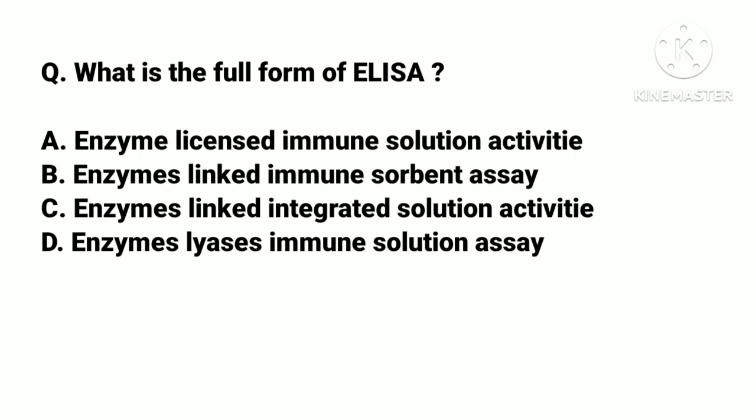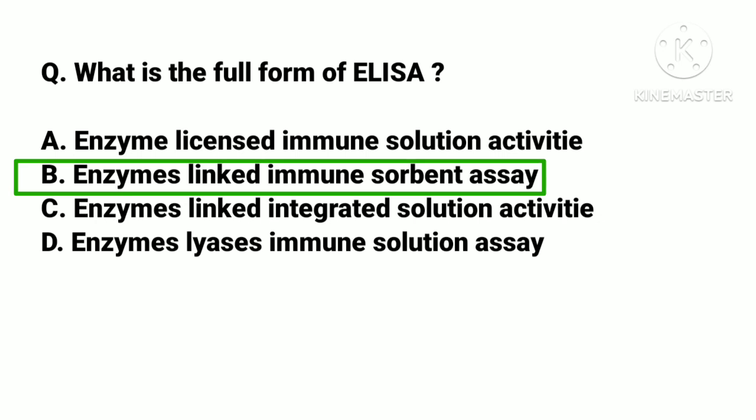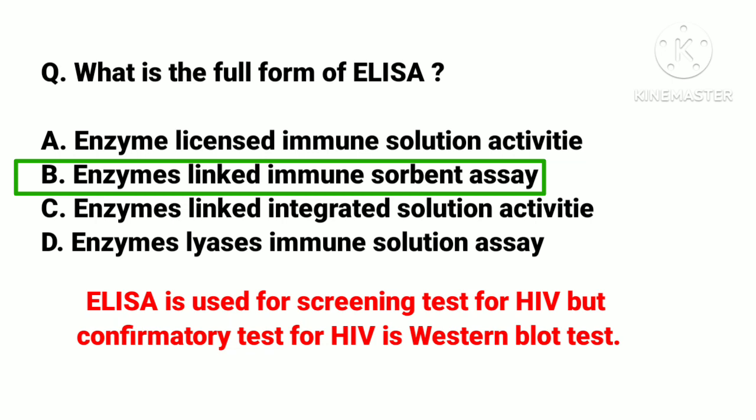And the correct answer is B. Enzymes linked immune sorbent assay. ELISA is used for screening test for HIV, but confirmatory test for HIV is Western blot test.